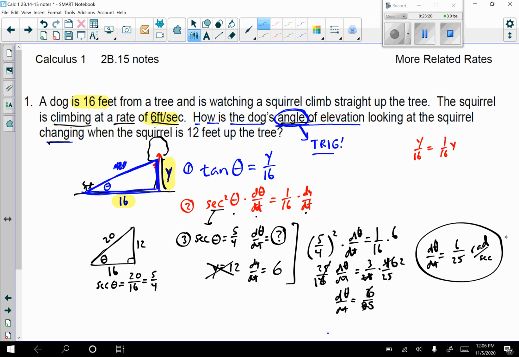There's our answer. So, secrets to trig. Angle means you're doing trig, and when you think of the variables, think of the trig function as your variable and build a triangle to use SOHCAHTOA with, and you have a number to plug in. Okay.